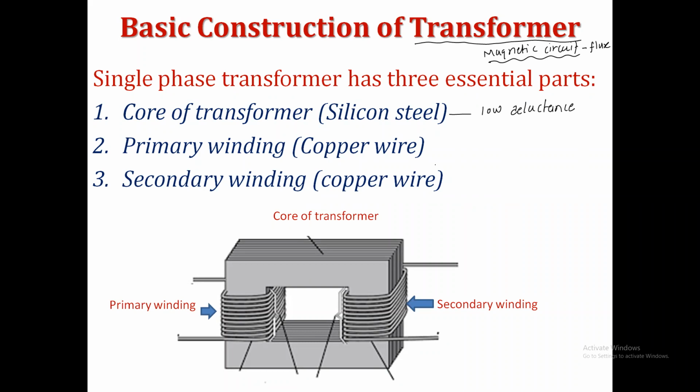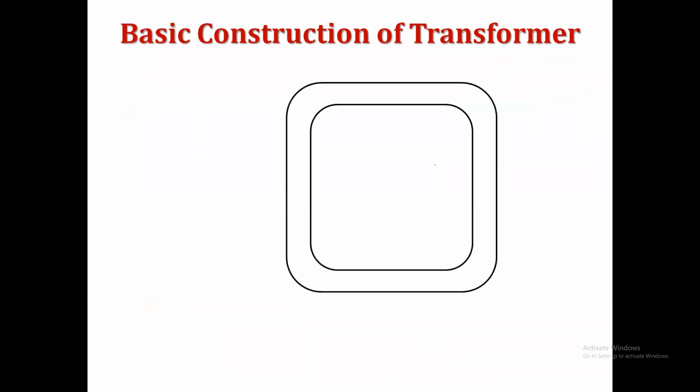These are the three essential parts of the transformer here. Get it, my point? Now, let's see what is the basic construction and the working principle of a transformer here. Now, if you see in the diagram, this is called the core of the transformer. We call it rectangular in form.